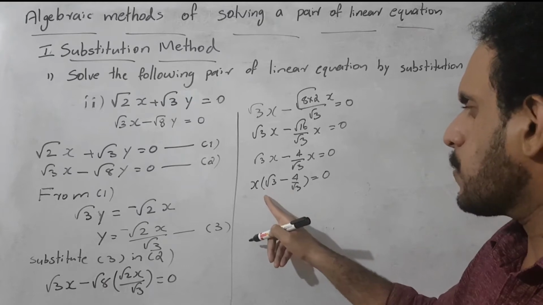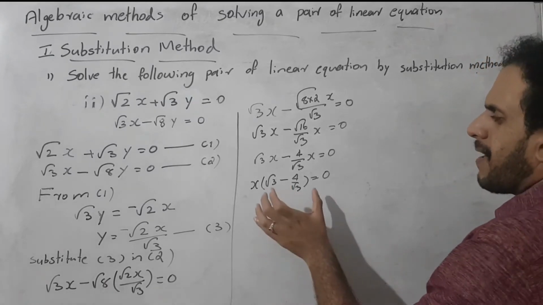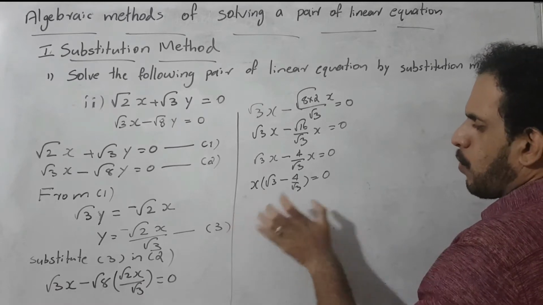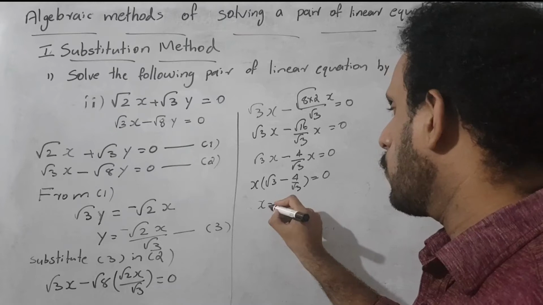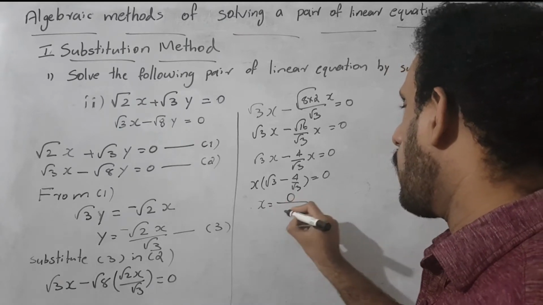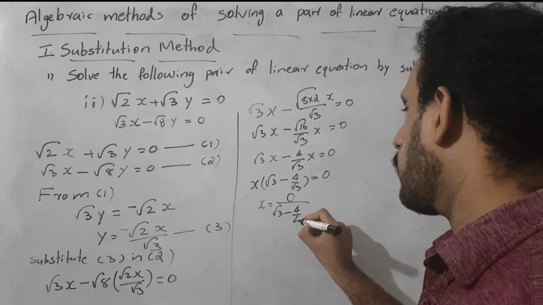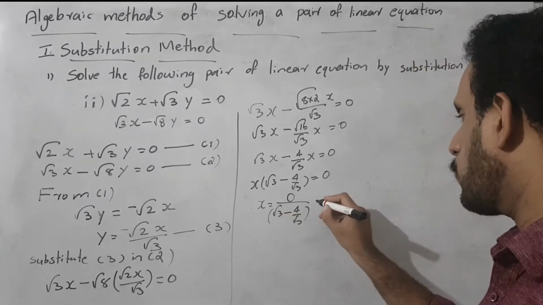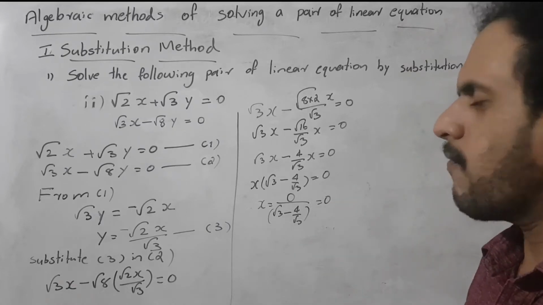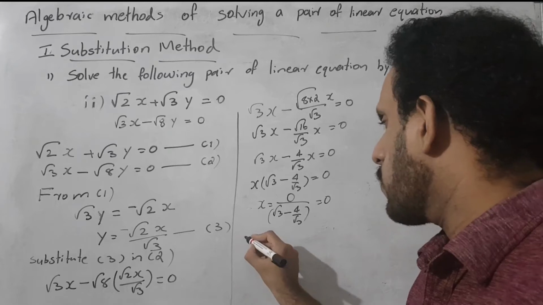Then next, we need to find the value of x. So we transpose root 3 minus 4 by root 3. We are multiplying this by x, so what is the change? It is division. Therefore x is equal to 0 by root 3 minus 4 by root 3. What is 0 by a number? 0 by a number is equal to 0. So the value of x is equal to 0. Correct?